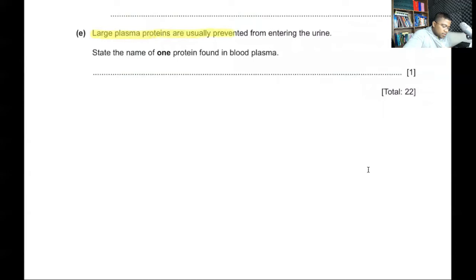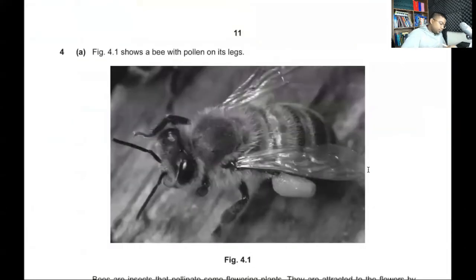Large plasma proteins are usually prevented from entering the urine. State the name of one protein found in blood plasma. Okay. So one protein found in blood plasma is fibrinogen, because it's the protein that helps coagulation. Guys, moving on to the next question.